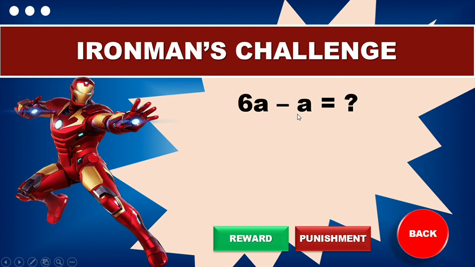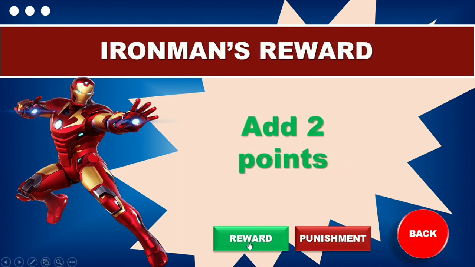So you will be giving your students 10 to 15 seconds to answer Iron Man's challenge, and after that, if the students are able to answer this question, then the students will be given a particular point. So 6a minus a is equal to 5a. If your students get the correct answer, they will be given a reward. So let's click reward. Add 2 points. So you are going to add 2 points to their points.